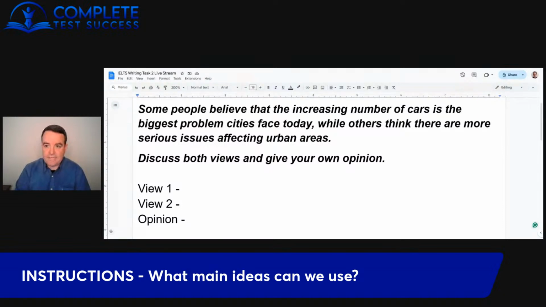And then the second one is that your ideas would be too vague. Vague ideas are essentially not specific. So something like, there are other issues. It was like, what issues are we talking about? Or let's say, for example, the increasing number of cars is the biggest problem because it's terrible. It's like, well, why is it terrible? We need to know more specifically what the reason is for it being bad, not just saying that it's bad more generally. So that's what I'm looking for you guys to do. Share your ideas in the comments, and then I'll be able to tell you if you're making any mistakes. So we're just going to start with that. What ideas can we use?